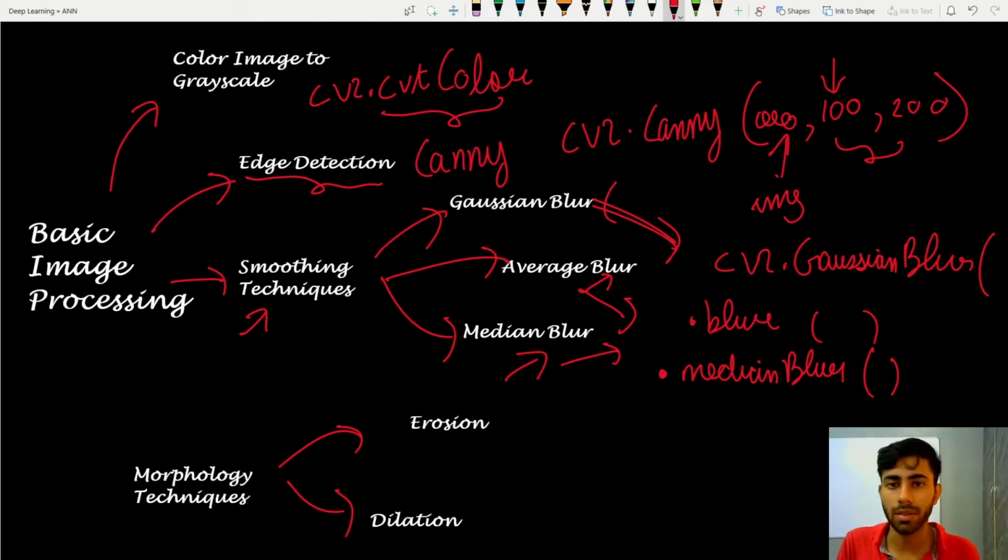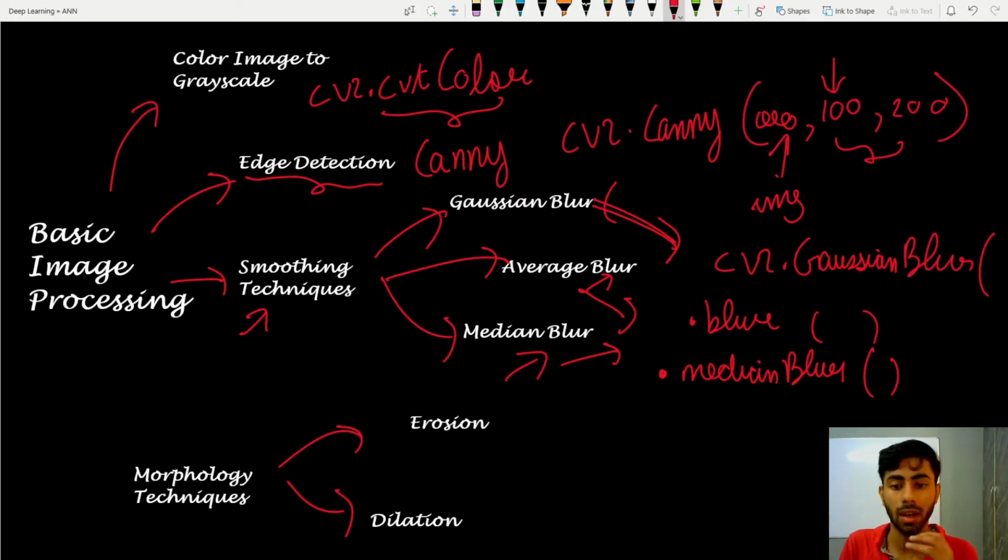What average blur does is that it tries to do a convolution with the help of a filter on your image. When convolution is done, the average value of all the pixels is assigned to the center value. So this is how average blur and median blur work. If you don't know what a convolution is, then you can simply search on the internet. It is basically a technique in which we apply a filter to our images. So these are our average blur and median blur.